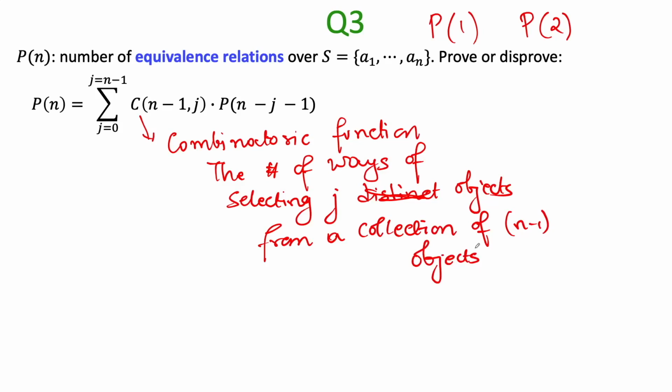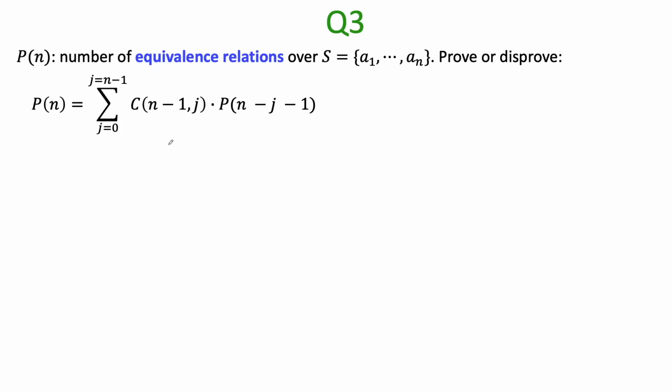That's the notation C of n minus 1 comma j. Okay, so basically this is a recurrence equation. What exactly do we mean by a recurrence equation here? We are trying to express the value of the function p on input n in terms of the value of function p on previous inputs, namely on inputs of size less than n. Okay, so we are asked to either prove or disprove whether this condition holds or not.